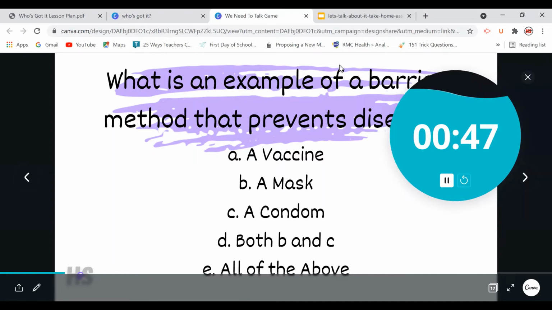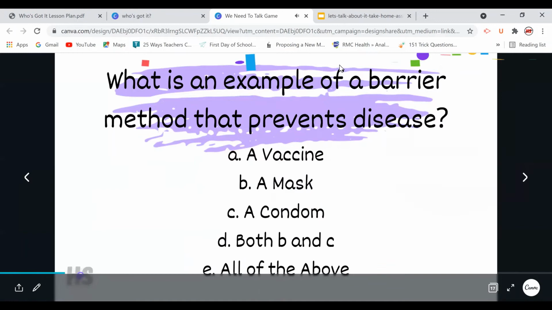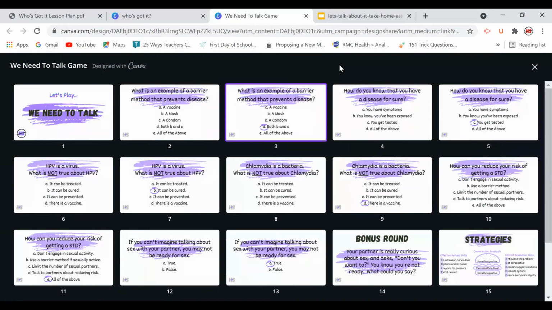You can add a little suspense by pressing the letter D and getting a drum roll. And then you can go to the correct answer and sprinkle confetti to celebrate that the correct answer is both B and C for this particular question. So you're going to work through each of the six multiple choice questions the same exact way. And then you're going to move to the bonus round.